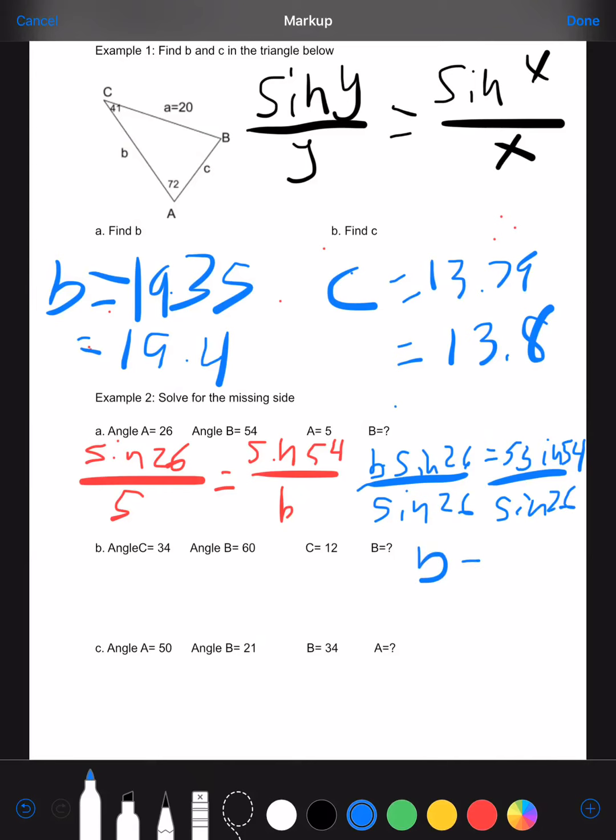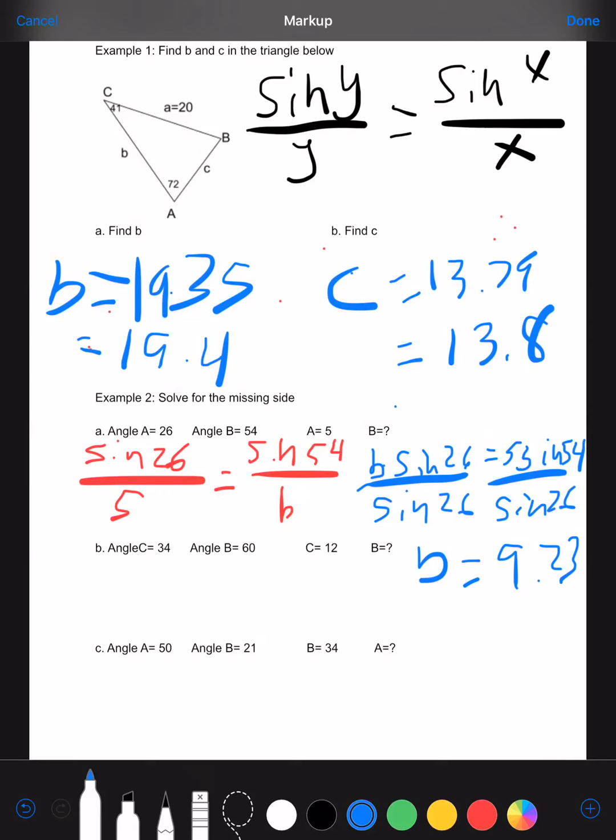And then we're going to plug this in our calculator. So B is going to be equal to what? Let's see. Parenthesis 53 sine. I forgot the... that's not a 53. That is a parenthesis 5 sine 54. Close parenthesis, divided by sine 26. Enter. Our answer here is going to be 9.23.